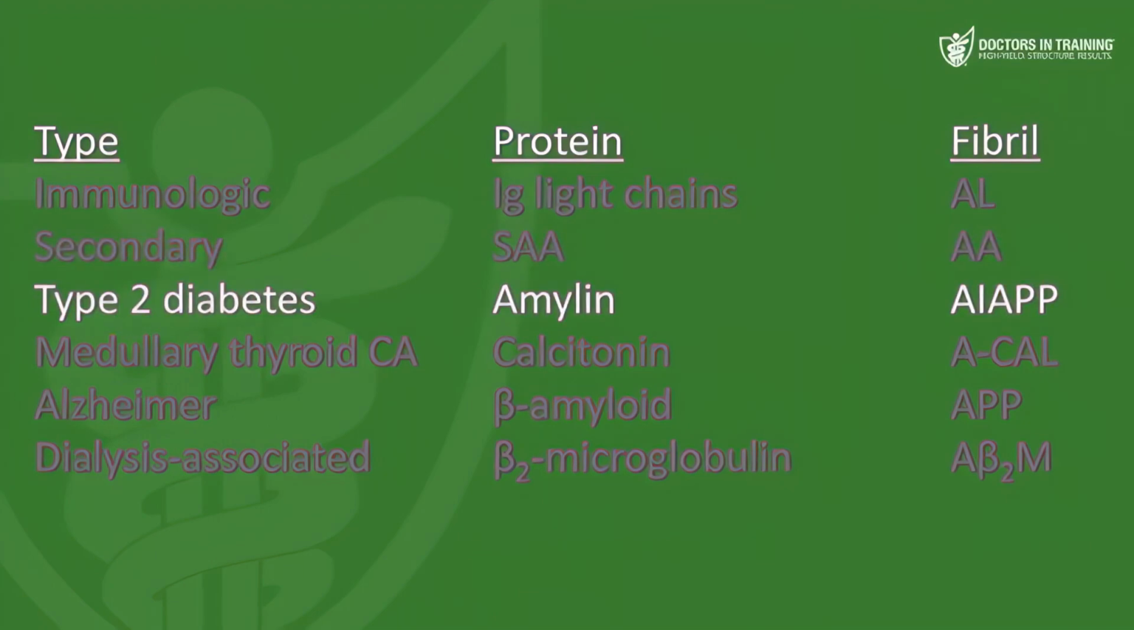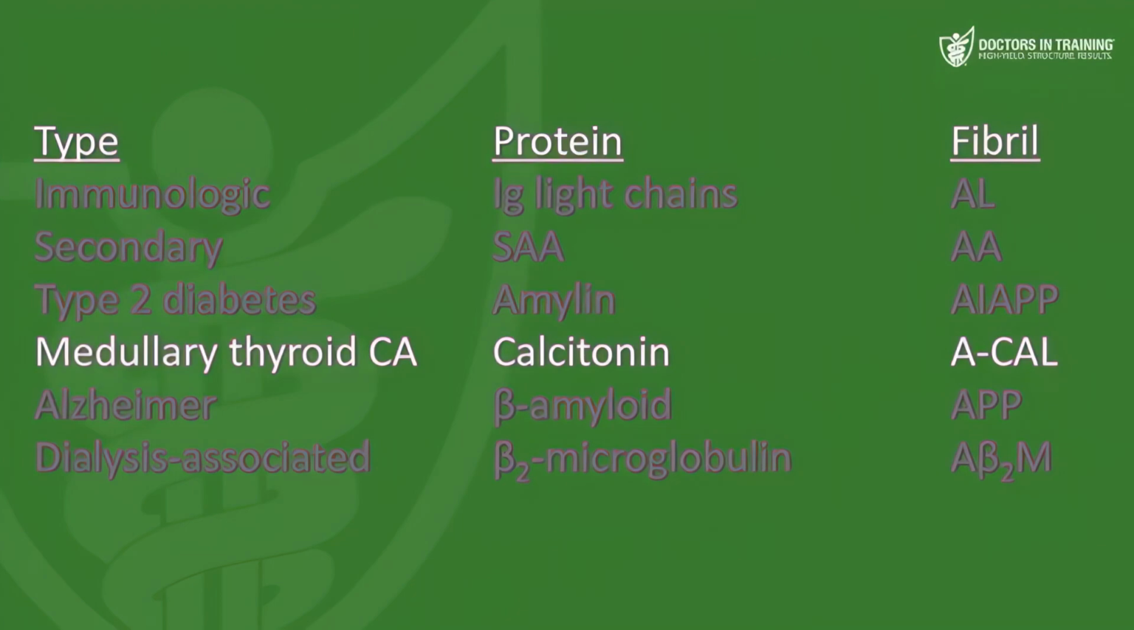You can have excessive amylin, which is a minor hormone secreted by the pancreas along with insulin. And in the cases of type 2 diabetes, where there is insulin resistance and the pancreas is working overtime to make extra insulin, it's also going to make extra amylin, and that's going to form AIAPP protein, and that's going to cause amyloidosis.